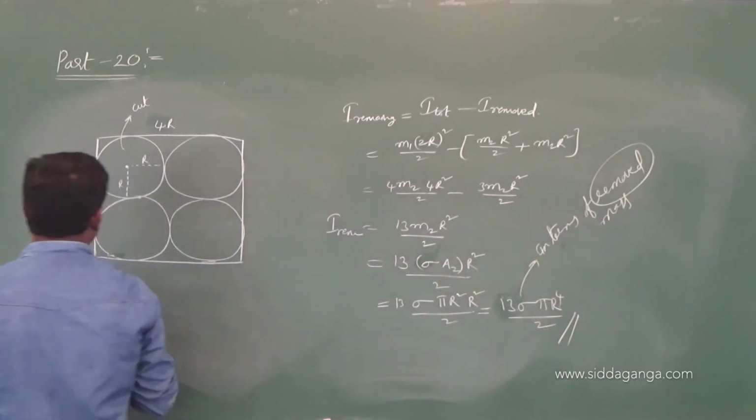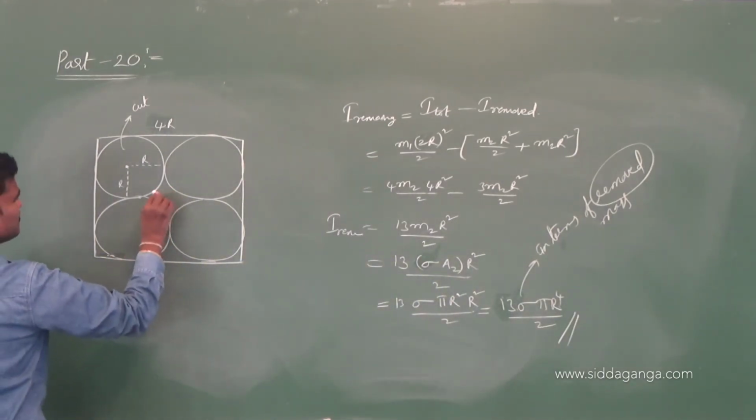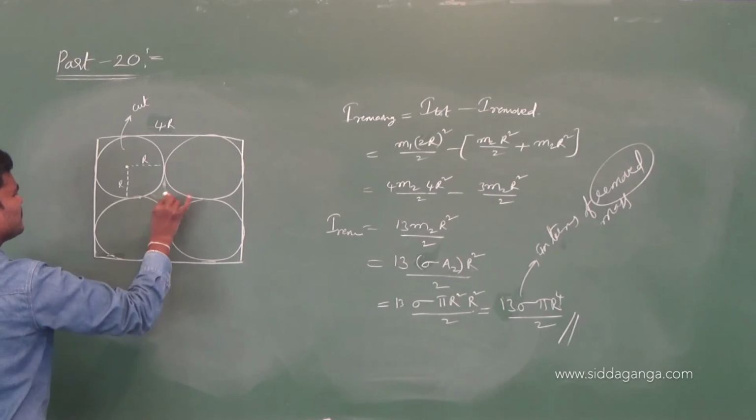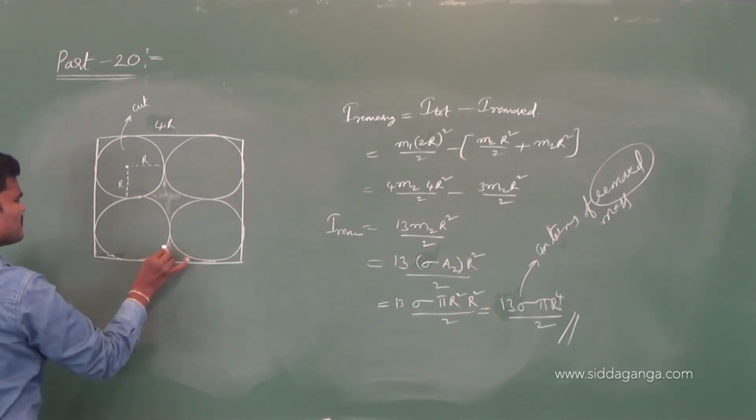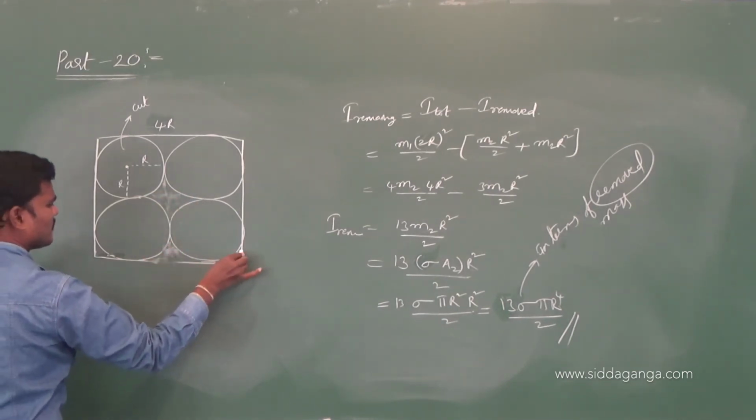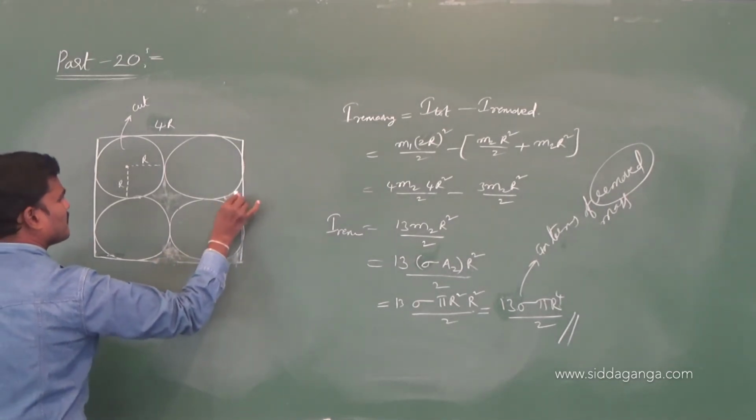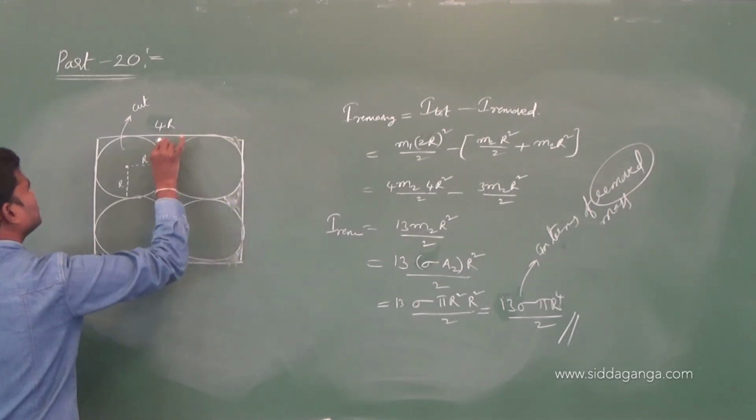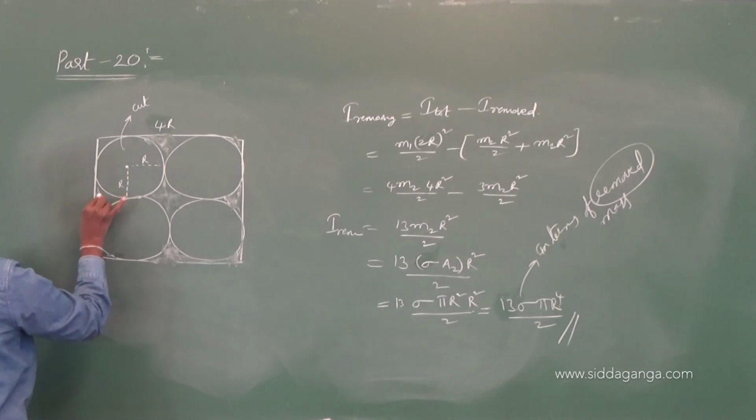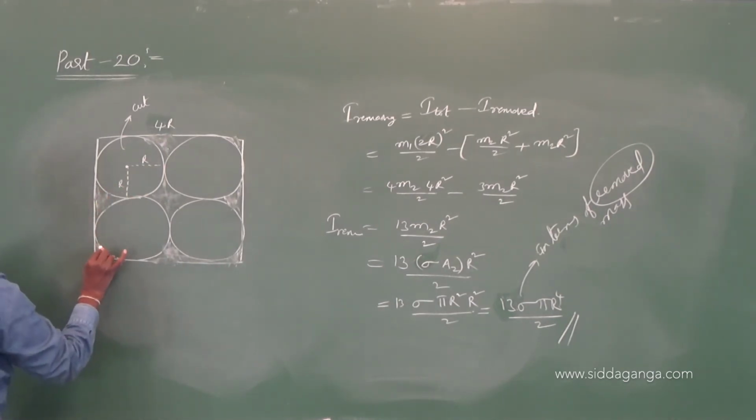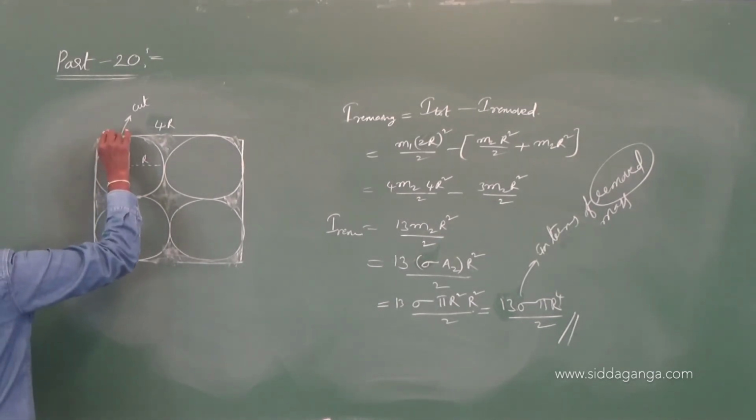See the given, this is the square plate. These 4 parts are removed. Only this part is remaining. We need to find the moment of inertia of this.